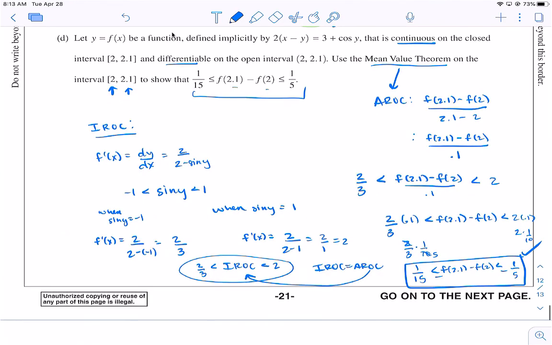So this one was definitely one of the hardest mean value theorem questions that I've seen, but it was just having to do it over an interval as opposed to at a specific point. Right, I hope that helps.